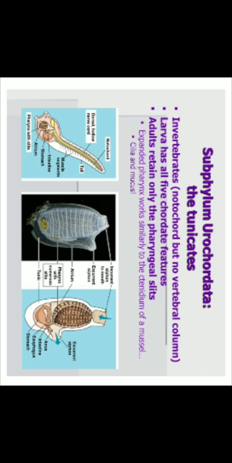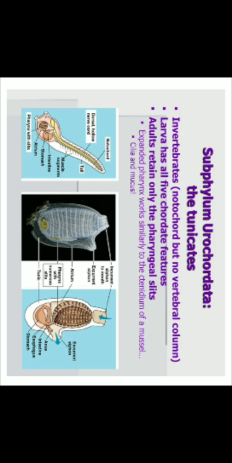Coming to the first subphylum, Urochordata, which are also called tunicates or Tunicata. Some examples which come under it are Herdmania, Salpa as well as Doliolum. One or two examples you need to remember. They are all invertebrates, with notochord but no vertebral column. The larva has all 5 chordate features. Adults retain only the pharyngeal gill slits.